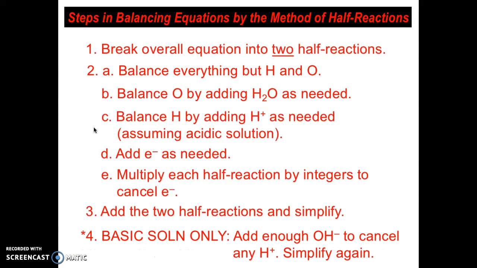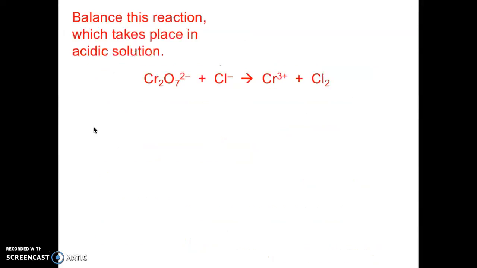Now, here's the note about basic solutions. If you have a basic solution, you just add enough hydroxide to cancel any hydrogen ions. And then after that, you simplify. So that should be straightforward enough. If you want some practice, you can practice here. We're going to make our half reactions. They look like this. Then we balance.